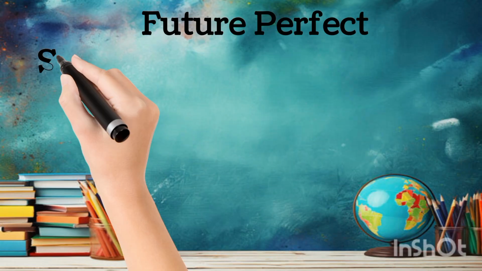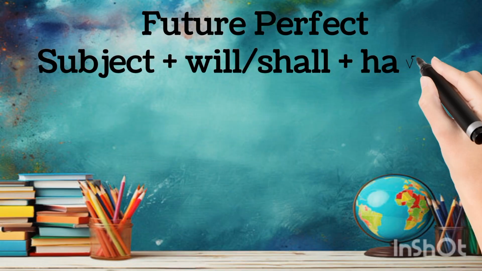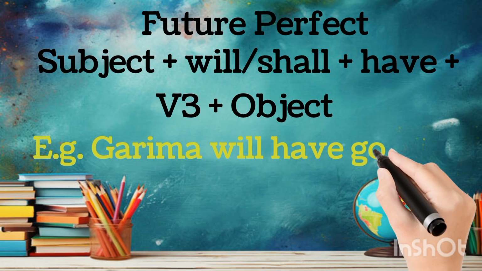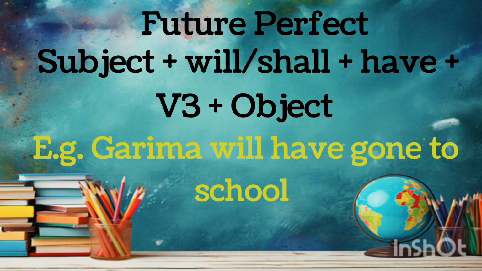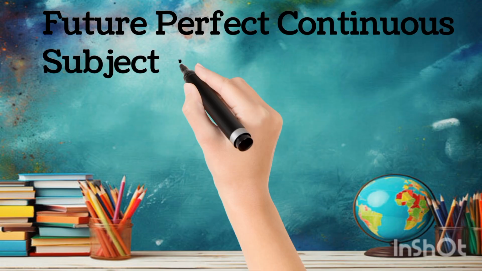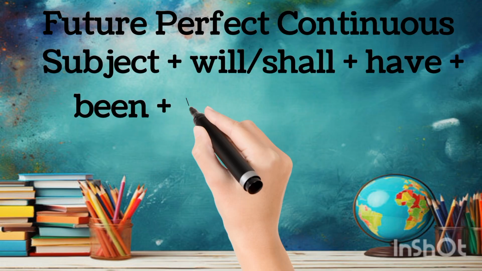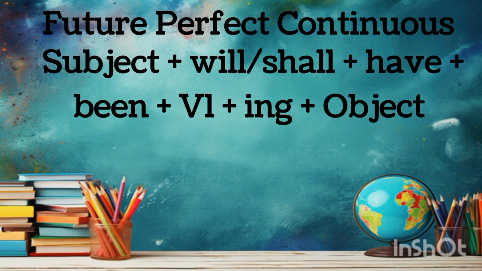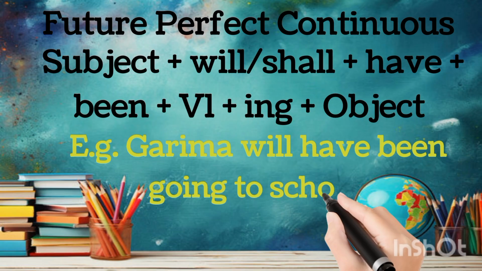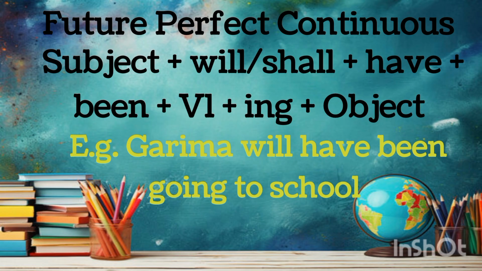Number 3 future perfect. Rule: subject plus will/shall plus have plus verb third form plus object. Example: Garima will have gone to school. Last, future perfect continuous. Rule: subject plus will/shall plus have plus been plus v1 plus ing plus object. Example: Garima will have been going to school.